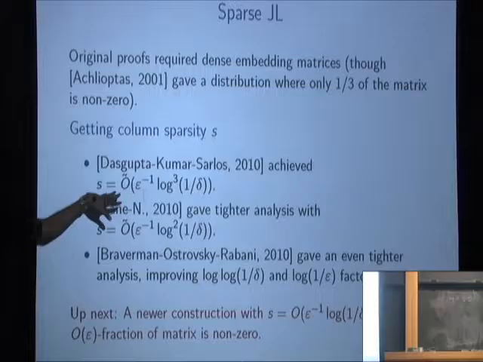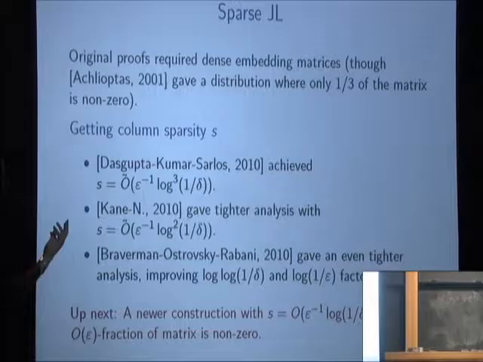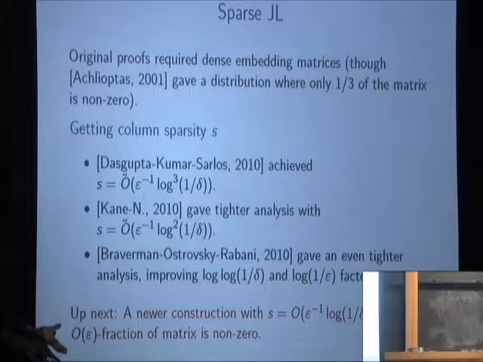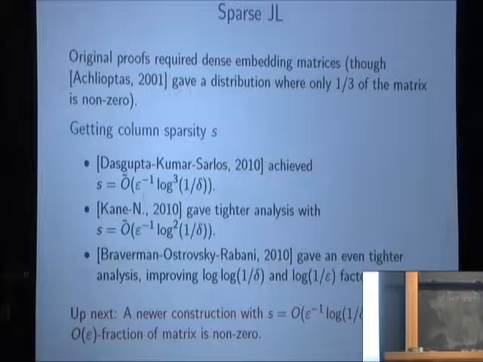Then Daniel Kane and I gave another analysis of exactly the same construction, based on the Hanson-Wright inequality that I showed you. We looked at their matrix, which is a random matrix, and showed that its Frobenius and operator norms are small with high probability. Doing that, we managed to get a bound like this. There was follow-up work giving an even tighter analysis, getting rid of some of the log 1 over epsilon and log 1 over delta factors. But all of these were analyzing the same construction. What I want to show you today is that there's actually a different construction, which is even sparser.